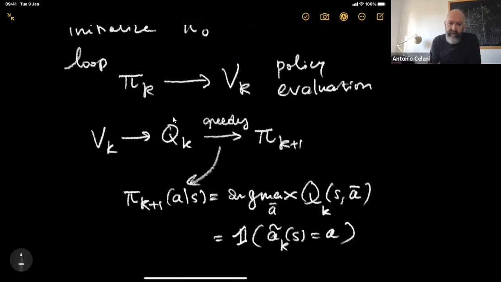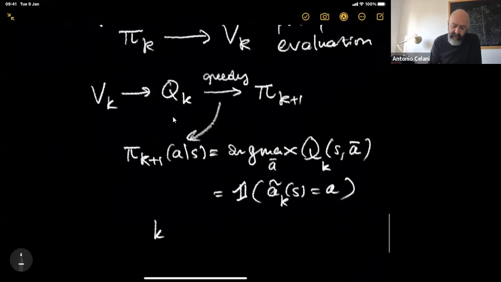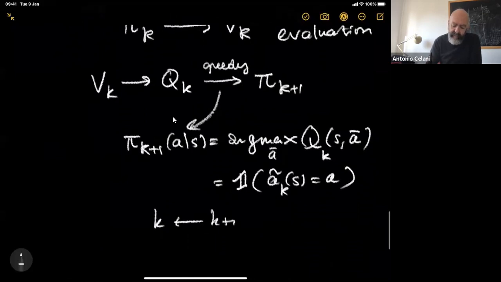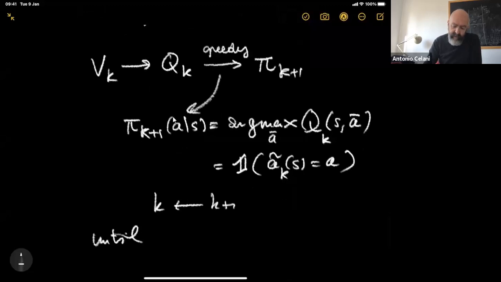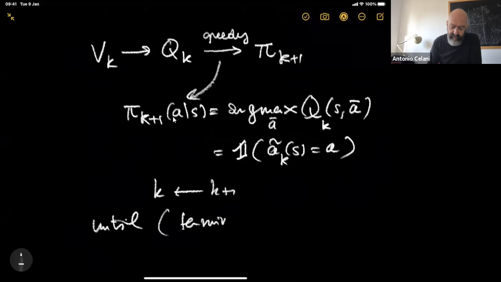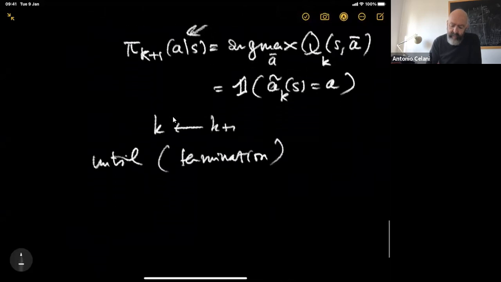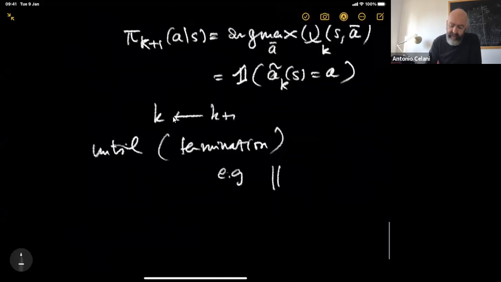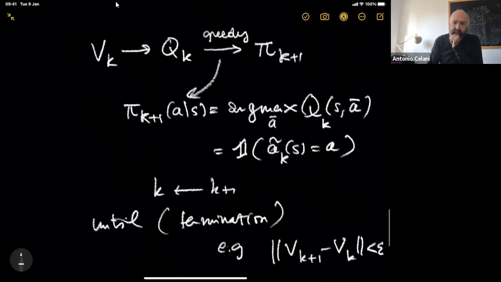So you see the flow. Policy, value. Value, Q function. Q function by the greedy choice, new policy. Then k plus one goes into k, and you close the loop until some termination condition. For instance, a usual request is that your value function isn't changing much, less than some epsilon, which you decide beforehand. Or again, you might choose the relative change. Okay. So this is the algorithm.